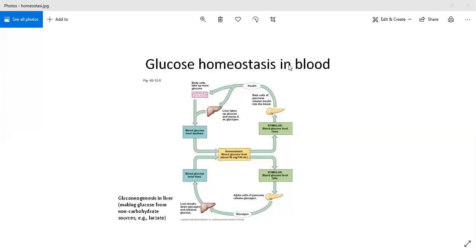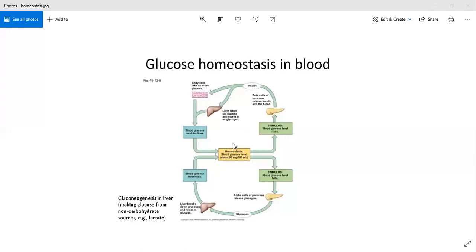So I repeat that again. The alpha cells of the islet of Langerhans secrete glucagon, while the beta cells secrete insulin. Now, I'm going to tell you the function of the insulin and the glucagon. But let's start with that of insulin.